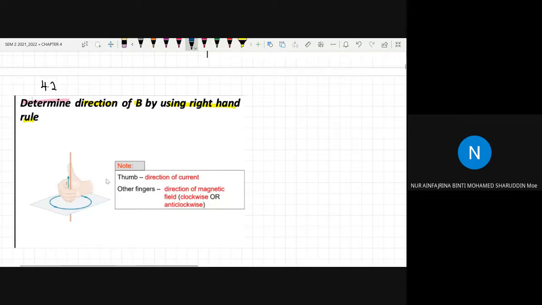So like I told you, your thumb will be the direction of current, whereas your fingers will be the direction of magnetic field. Alright, so the direction of current and also the direction of magnetic field. So if the thumb is the direction of current, the fingers show the direction of magnetic field, either clockwise or anti-clockwise. Okay, that's all. How are we going to determine the direction of magnetic field using the right hand grip rule for a current carrying conductor, for a wire that carries current.